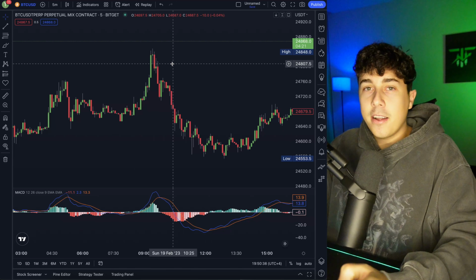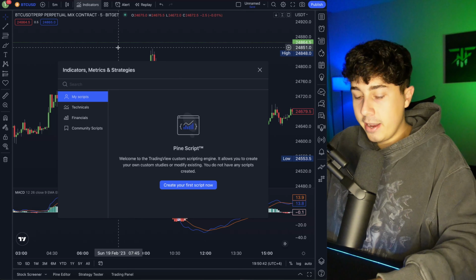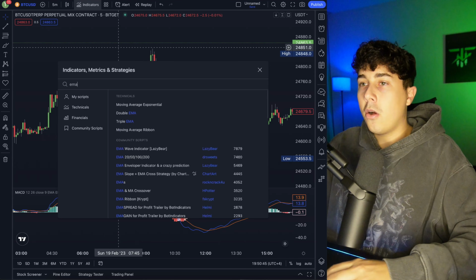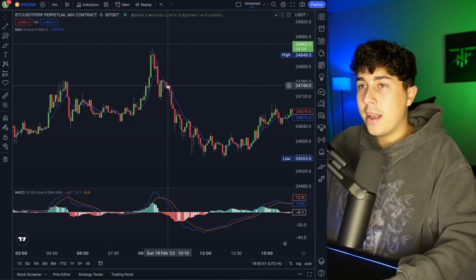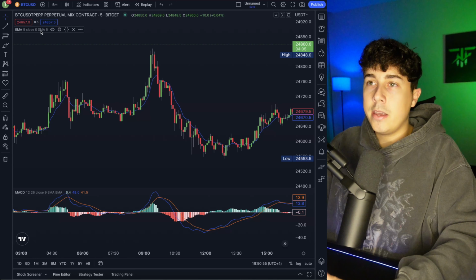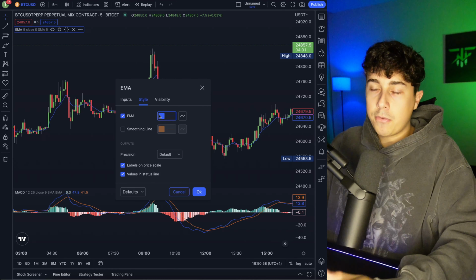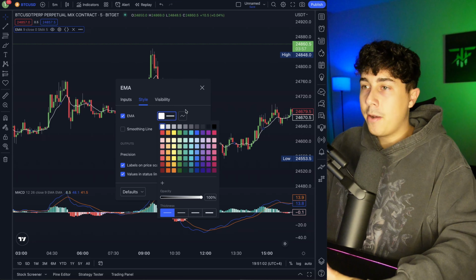We use a second one, and yes, it is an EMA. So we go again here in the indicators and go here on EMA, the moving average exponential, and again there's this blue line coming. But we have to modify this one. So for this, we go again here up in the settings. And what we have to do first here is to make it in our favorite color. I'm using white for the moment now.